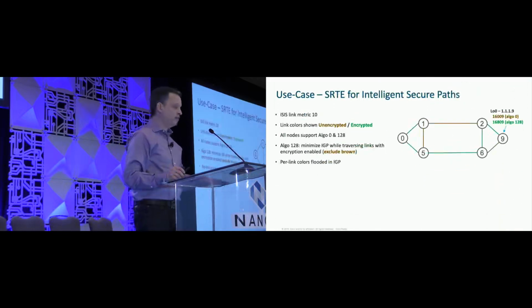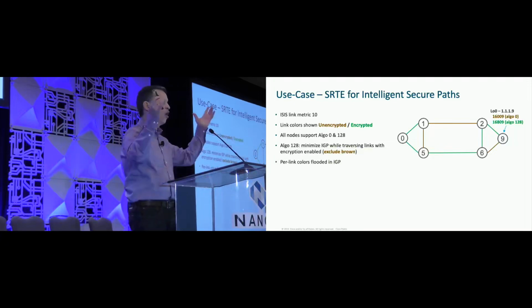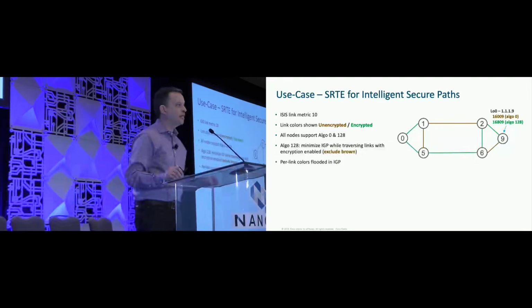The next use case, which I'm very excited about, because everything you hear these days is about encryption, security, encryption, security. In this case, we call it the intelligent secure path. I now have a topology that has grown naturally over time, and it includes a mix of encrypted interfaces, MACsec encrypted, hop by link, and interfaces that are not encrypted.